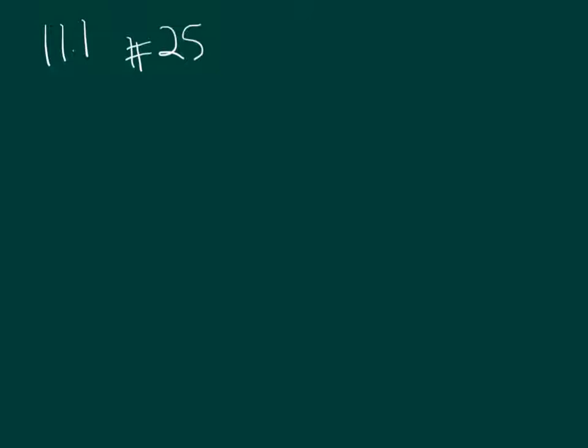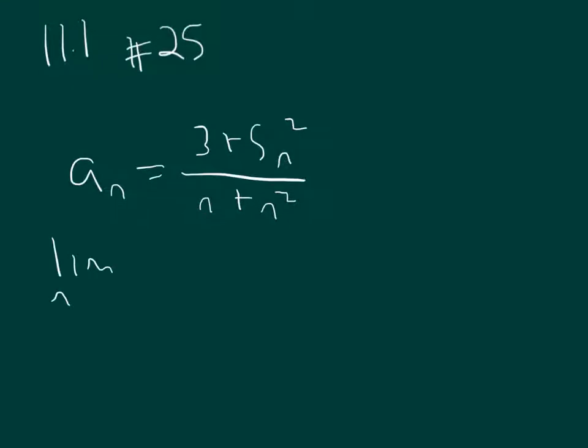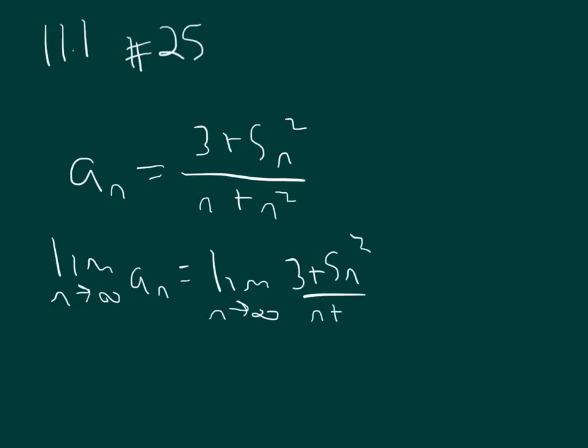Okay, so number 25, it asks whether this sequence will converge or not. So 25 is a sub n is equal to 3 plus 5n squared over n plus n squared. And this one, you think about the limit. What's the limit as n goes to infinity of a sub n? Well, that's equal to the limit as n goes to infinity of 3 plus 5n squared over n plus n squared. And we've done a bunch of these problems, and we know that it's going to be 5. So yes, it's convergent, and it converges to 5.